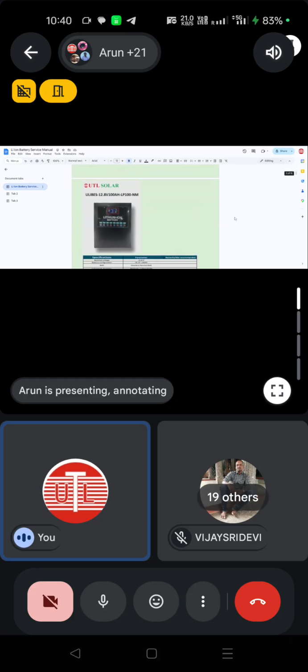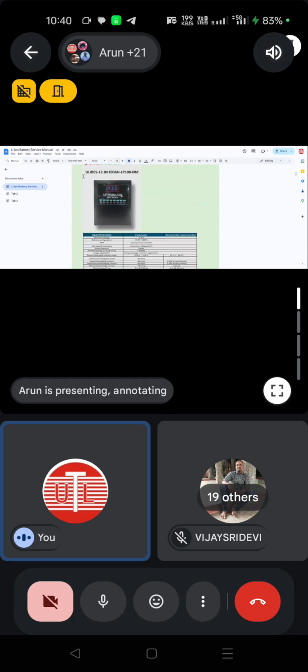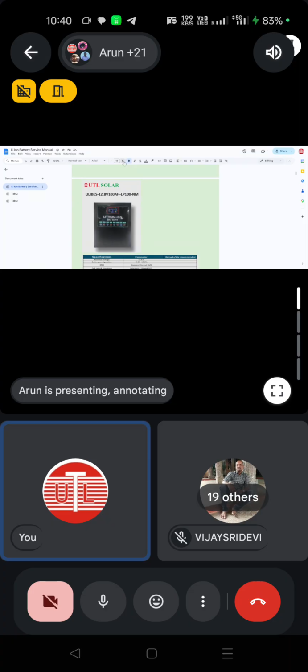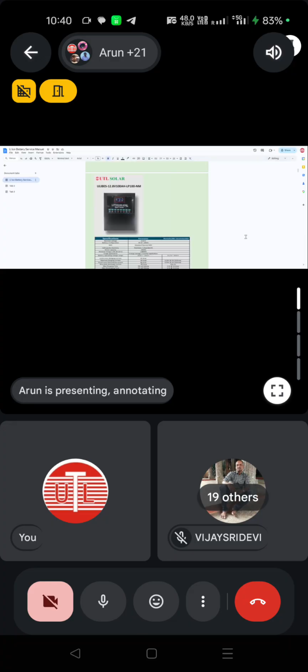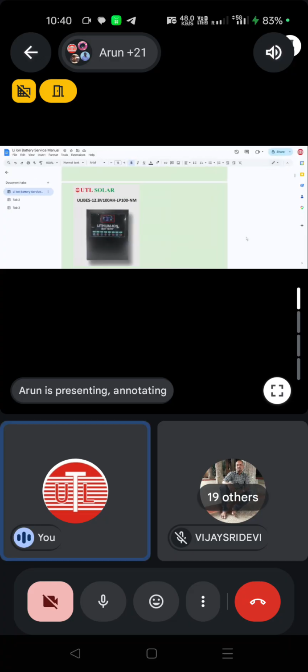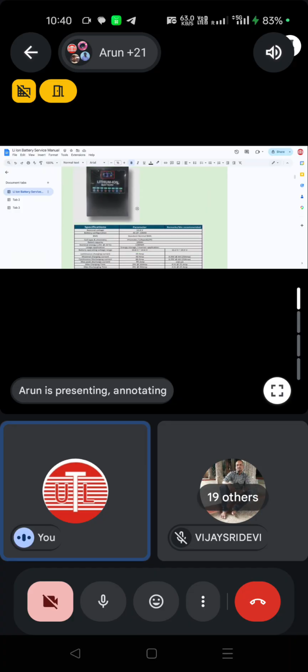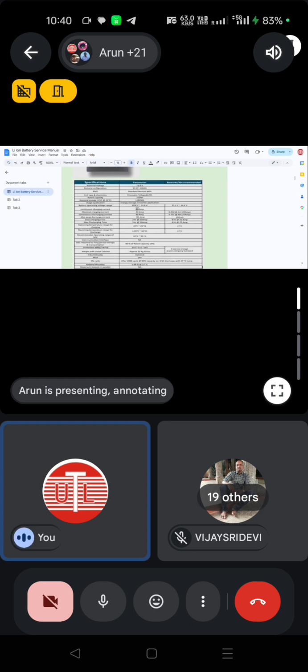Here you can see the model name: ULI BES 12.8 volt 100 Ah LP 100 NM. NM is nominal. Okay, so there are different types of technical specifications.